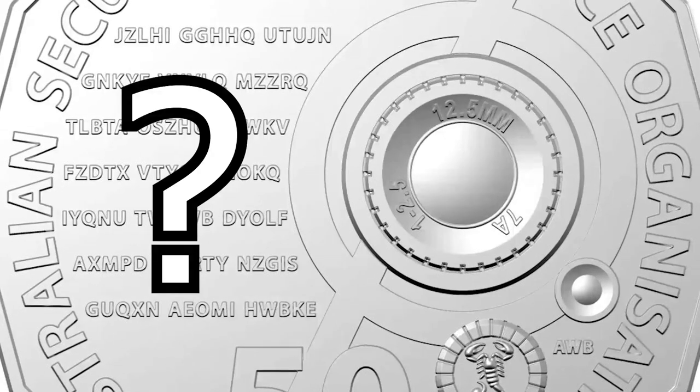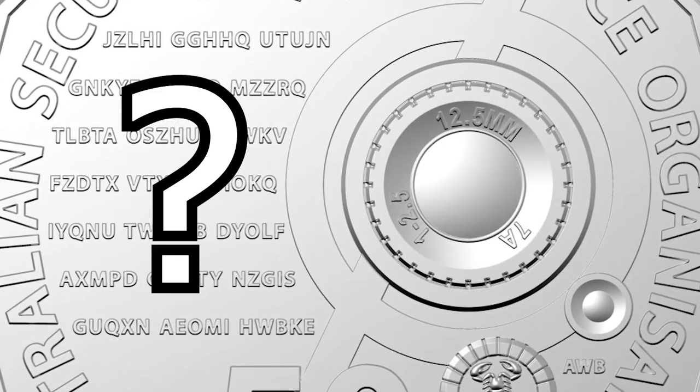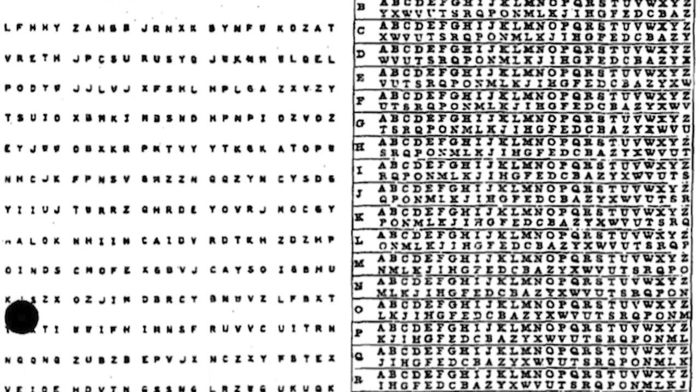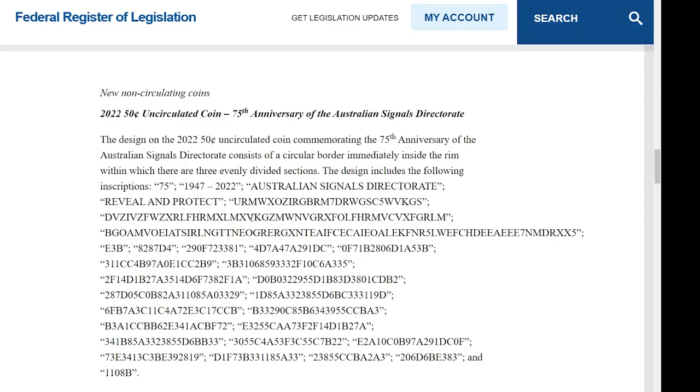How do I know that? The coin hasn't come out. I haven't seen a picture of the coin. If it's like the ASIO coin, they will have instructions that come out with it that tell you how to solve it. But we don't have any of that today. All we have is the Australian legislation that tells you what's going to be printed on the coin.